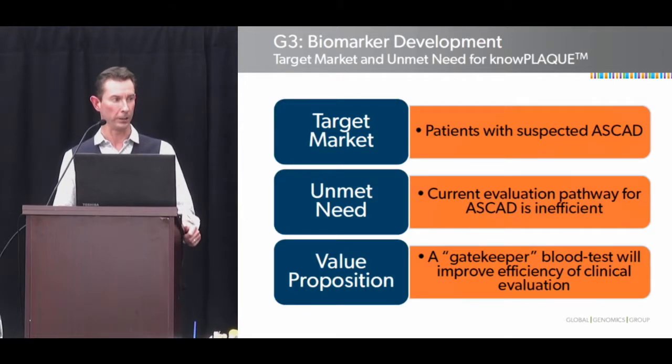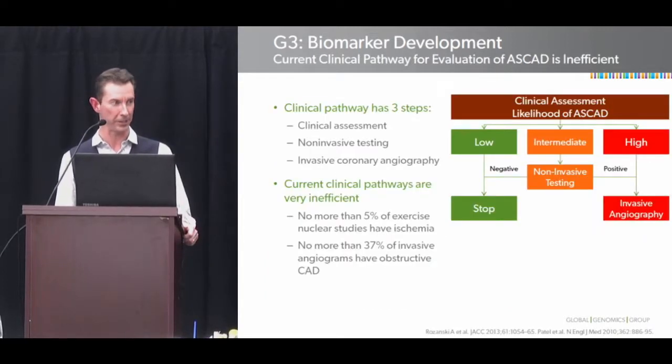So the unmet need is those patients who present to the outpatient setting, in the absence of a history of cardiovascular and coronary disease, with chest pain. The unmet need, as you know, is that the evaluation pathway today is quite inefficient. So the value proposition is that if we had a blood test which could act as a gatekeeper to the current evaluation standard, that would be important.